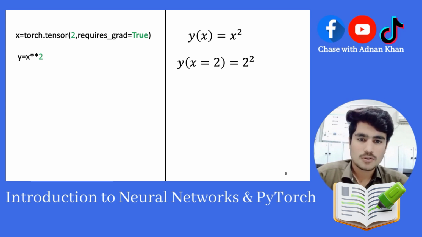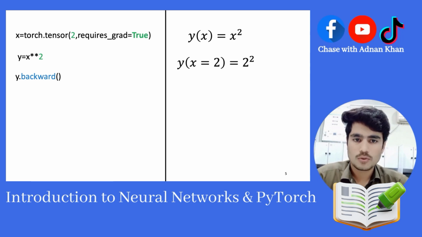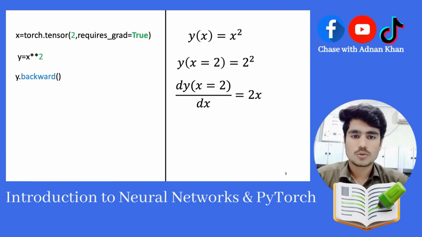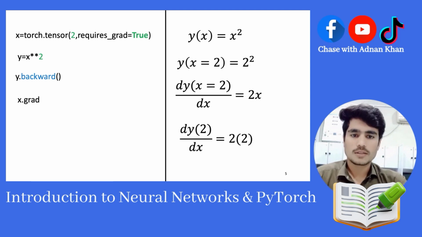For calculating the derivative of y, we call the backward function in PyTorch on y. The backward function first calculates the derivative of y and then evaluates it for the value of x equals 2. From the previous slide, we learned that the derivative of x squared is equal to 2x. Now to evaluate the derivative of y at x equals 2, we need to call the grad attribute on x. Doing so takes the value of x equals 2 and plugs it in y's derivative, finally giving us the result of 4.